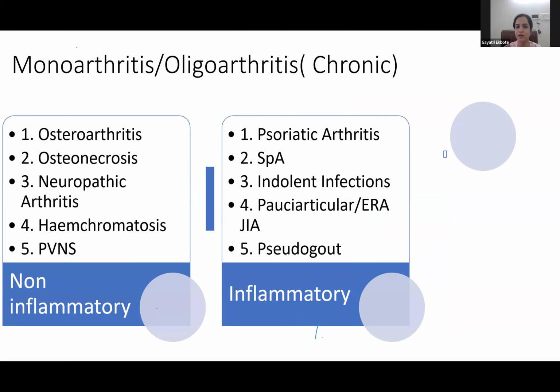For inflammatory mono or oligoarthritis, the differentials are psoriatic arthritis, spondyloarthropathy, indolent infections, or reactive arthritis like Poncet's disease. Then in children, when arthritis comes before 16 years of age, you can have enthesitis-related arthritis, which could be polyarticular, and pseudogout, because pseudogout can involve 2 or 3 joints as well.